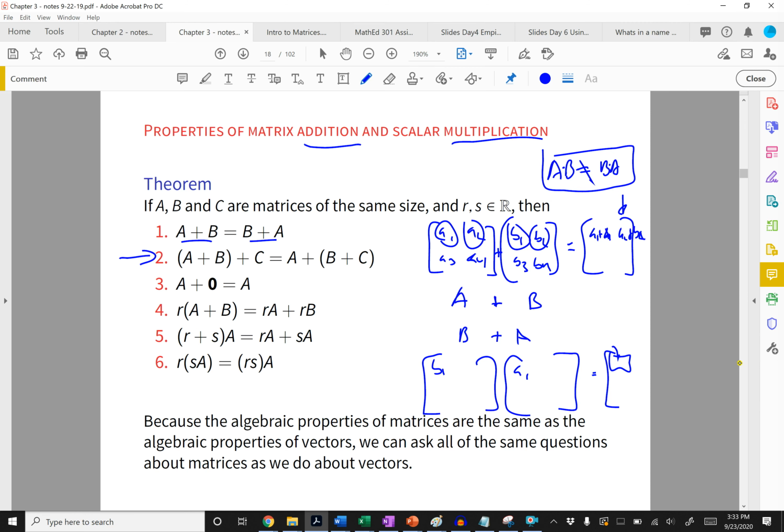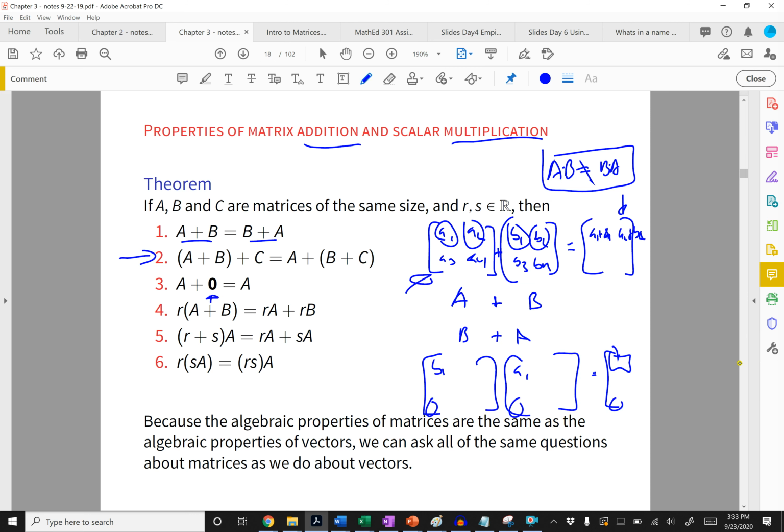Similarly, because real numbers are commutative, once you get into each of the entries, A plus B plus C is the same as A plus quantity B plus C. You can write out matrices A, B, and C just like we did here, and when you start adding up, you can just rearrange the order of the sum of each entry and realize that that's going to be the same.